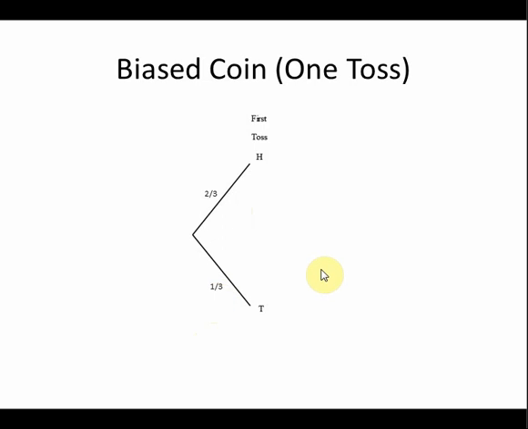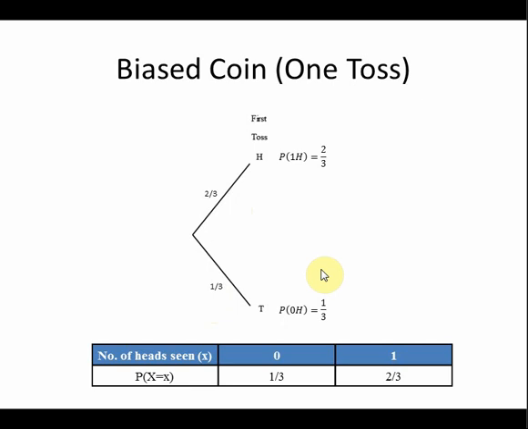And we would like to represent this information in a probability distribution table as such, where x is the discrete random variable of number of heads seen. So x can assume a value of 0 or 1, which means we can have 0 heads or 1 head, which makes complete sense.